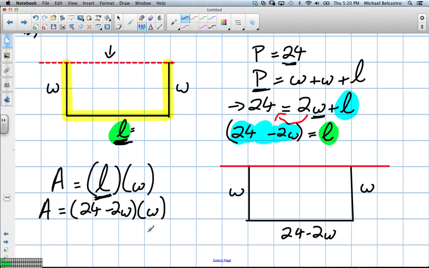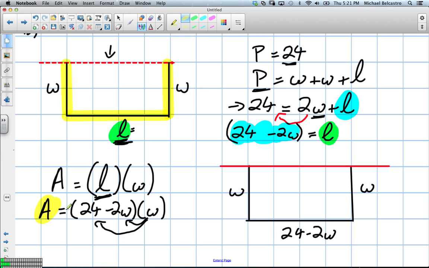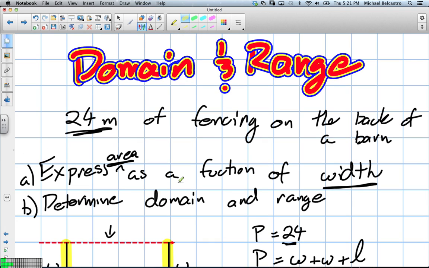Okay? And that's it. I could technically distribute this, but unless they say expand and simplify the answer, this is technically an expression of area in regards to width only. There's no lengths involved here. So is that the answer? That would be the answer to A. That's acceptable for A. Okay? So for part A, here's your answer. We'll talk about the quadratic stuff after. So we've already done part A.